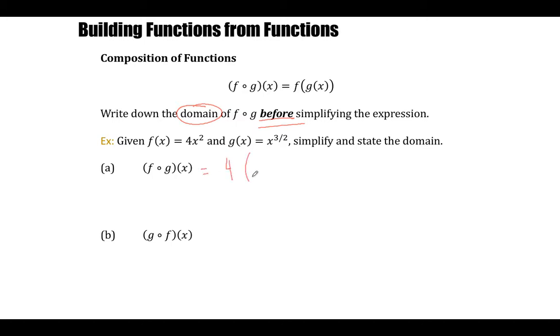So 4 times x to the 3/2, think about what that means, squared. Right? So I should simplify, and when I simplify, I'm just going to get 4x cubed, which would result in a domain of all real numbers. But are there restrictions here?